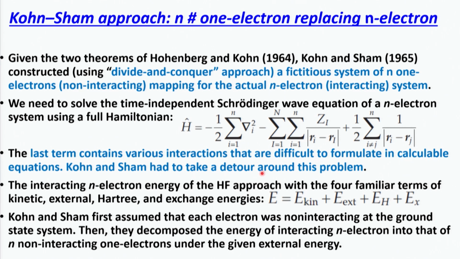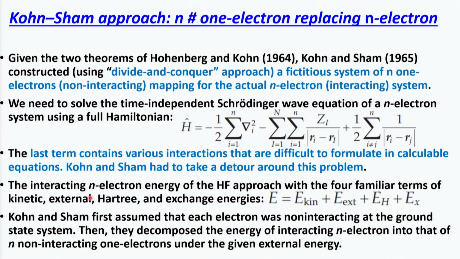Kohn and Sham had to take a detour around this problem. Essentially, one electron interacting with other electrons is difficult. This is not the kind of average field we have in Hartree-Fock. Here, you need to sum over all the electrons, so you need to do some smart manipulation to get this value. That is where the Kohn-Sham approach comes in.